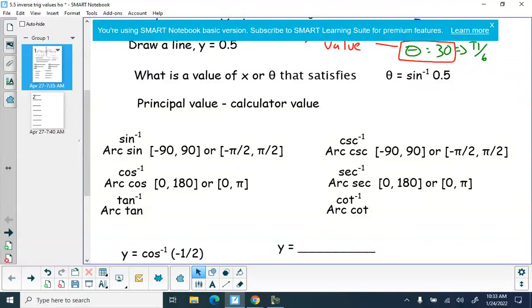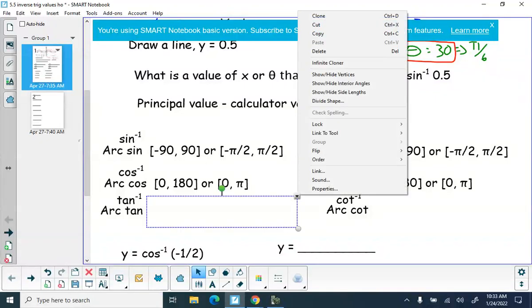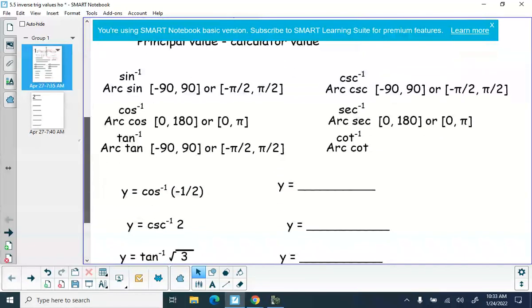When you deal with the inverse tangent or arctangent, once again, your calculator is set up for this. You're between negative 90 and 90 degrees. This is where you have something a little bit different. The cotangent is between 0 and 180 degrees. That's the only one that's a little bit different.